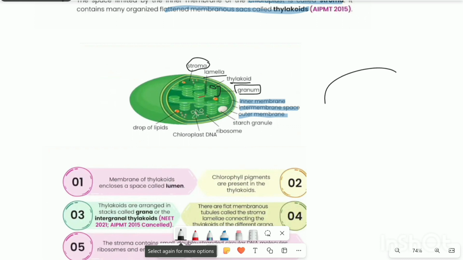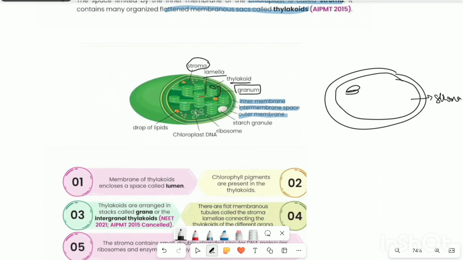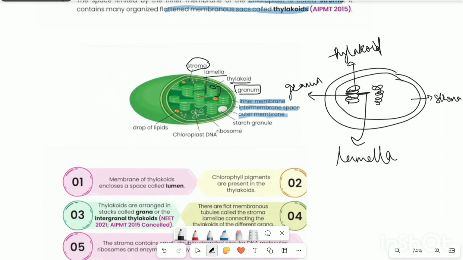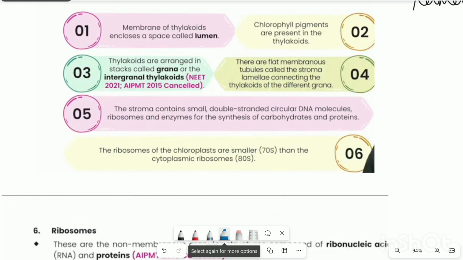See here with a rough diagram. This is the outer membrane. Inside there is the inner membrane. This space is called stroma. A group of disc-like structures is called granum. A single disc is called thylakoid. And these grana are connected by lamella. Next, the membrane of thylakoid encloses a space called lumen. Chlorophyll pigments are present in the thylakoid. This thylakoid is the site of light reaction.